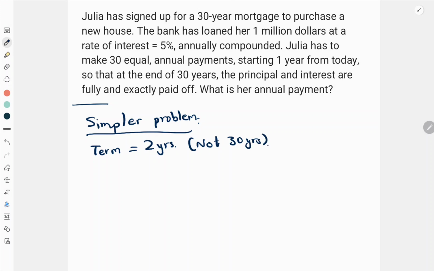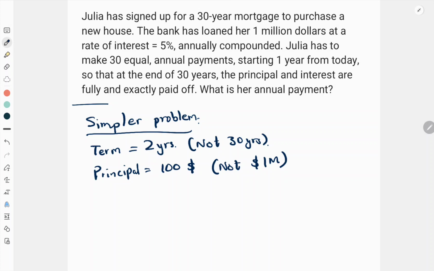So now I have to make only two exact equal payments. That is, at the end of 1 year, there will be one payment. At the end of second year, there will be another payment. And that's it. I'm not going to make any additional payments. Another simplification is to take a smaller number. So the principal is, let's say, just $100. Not 1 million.